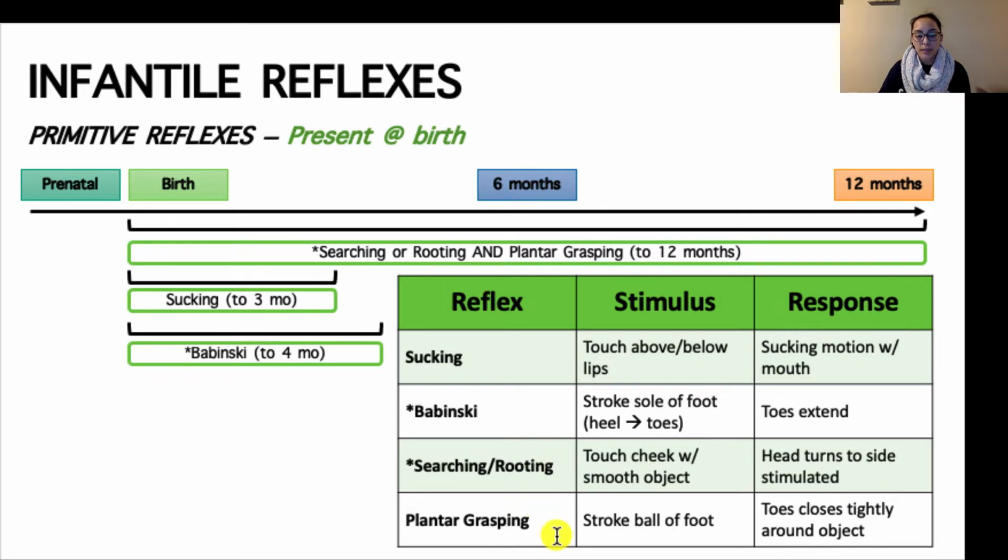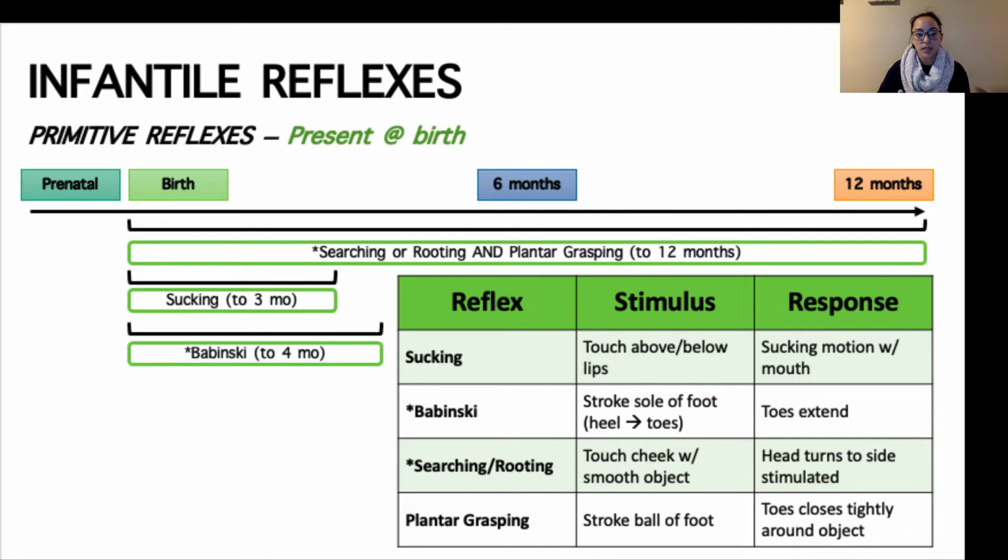The plantar grasping reflex is kind of similar to the palmar grasping reflex. So if you stroke the ball of the foot or touch the ball of the foot, the toes tightly close around whatever stimulated the reflex. There we go.